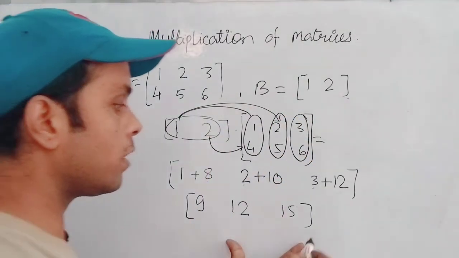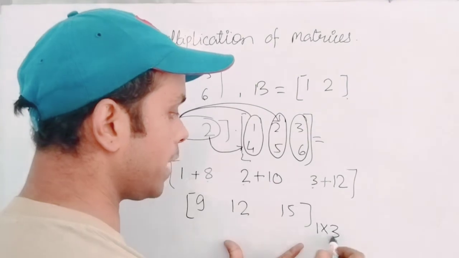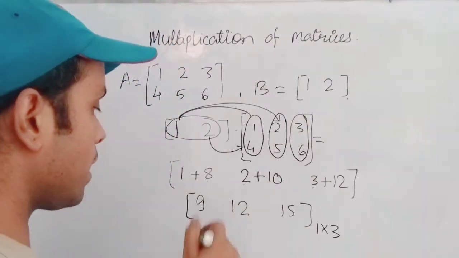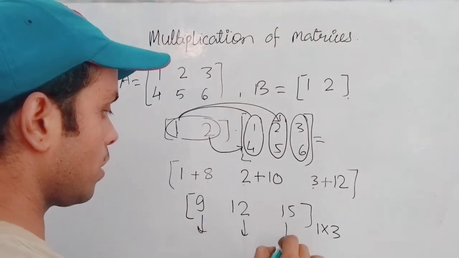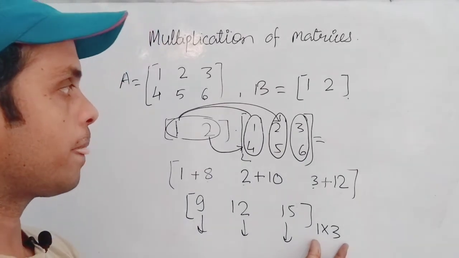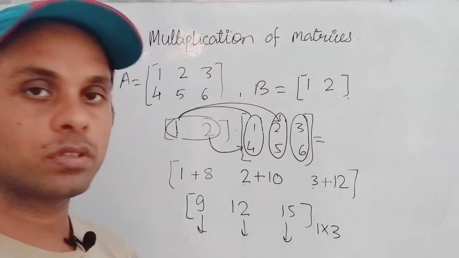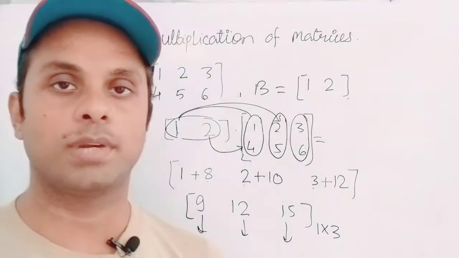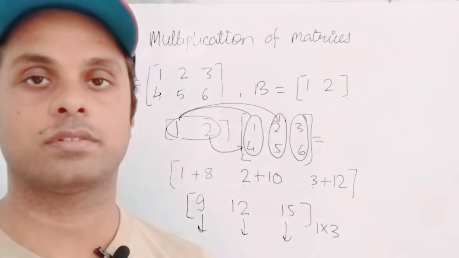And what is the order here? Order is 1 by 3. There is one row and 3 columns. Look, so order is 1 by 3. So this way we can find multiplication of two matrices. Okay.